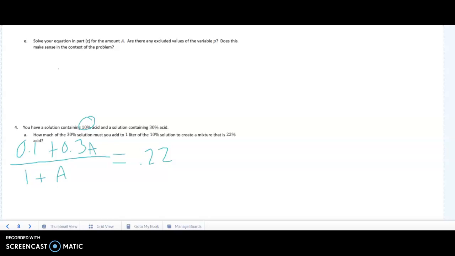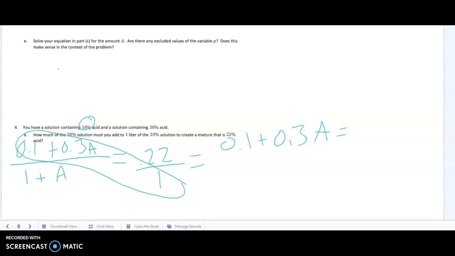All right, now we just have to solve. How do we solve? Put this over 1, cross multiply, and we're good. So this ends up being equal to 0.1 plus 0.3A, and that's simply this cross multiplied. That's going to be equal to this cross multiplied: 0.22 plus 0.22A. And now solve just like we always have.